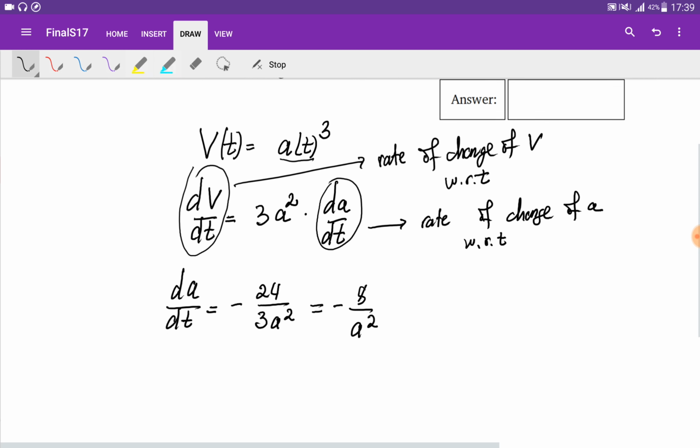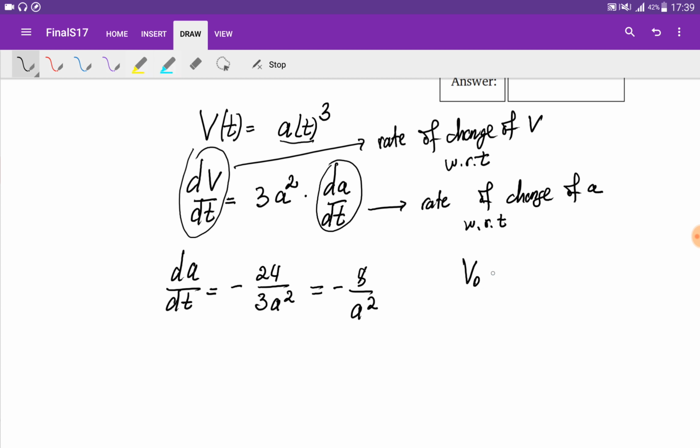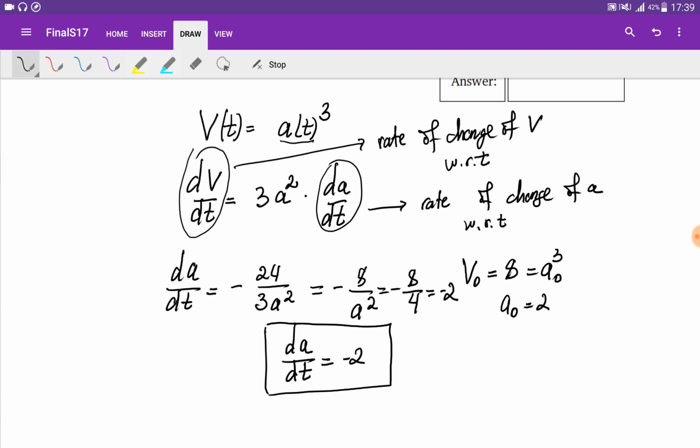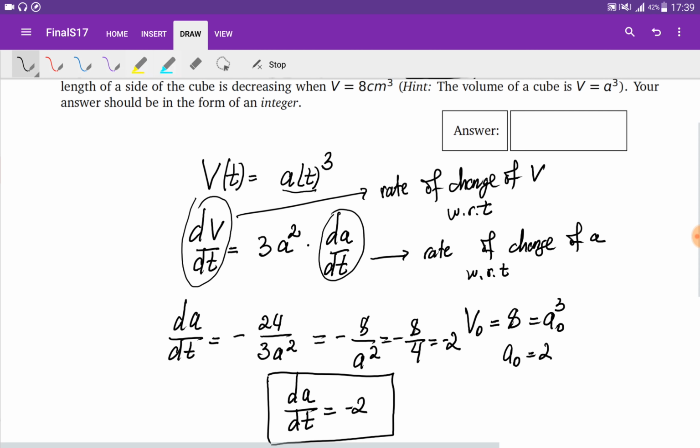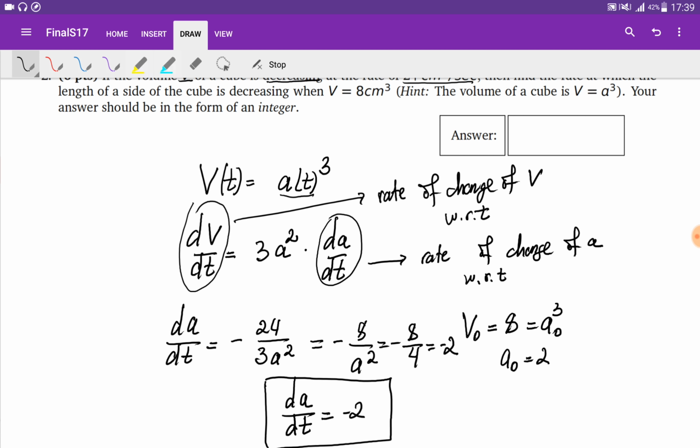At the same time, we're given that initially the volume was equal to 8, so the initial side of the cube, a cubed, was equal to 8, so that is why the initial side of the cube was equal to 2. I just need to substitute this here. It's going to be minus 8 over 4, or simply minus 2. So the rate of change of a side of a cube with respect to time is equal to minus 2. It means that every second the side of a cube is decreasing by 2 centimeters. Okay, so it's minus 2 centimeters per second.